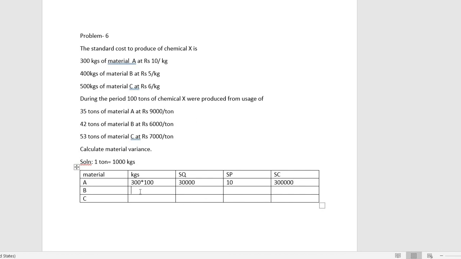Next, for material B 400 kgs. Same way, into 100, actually 100 tons were produced, it will come to 40,000. The standard price is 5. The standard cost will be 2 lakhs. Material C, 500 kgs into 100, actually the tons were produced. Next 50,000 is the standard quantity. Standard price is 6. The standard cost is 3 lakhs.